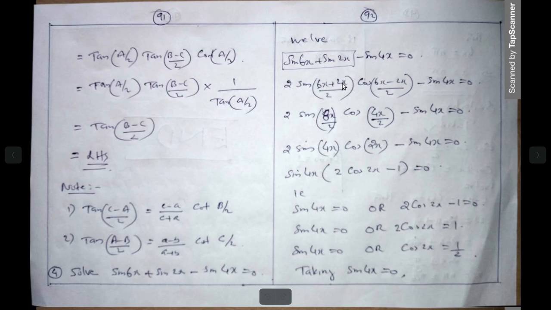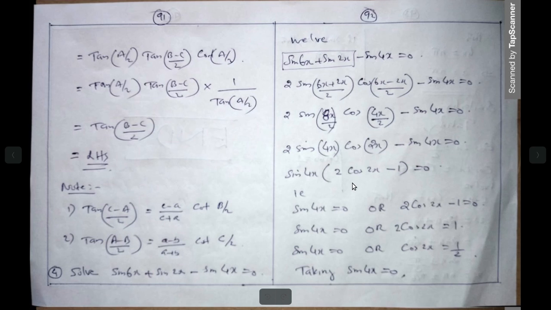6 plus 2 is 8, 8x by 2 is 4x. And here 2x. This is the same. From here sin 4x can be taken outside. So sin 4x is outside, (2 cos 2x - 1) is equal to 0. That is, either sin 4x equal to 0 or 2 cos 2x - 1 is equal to 0. Because this is the product of two numbers, then either this is equal to 0 or this is equal to 0.